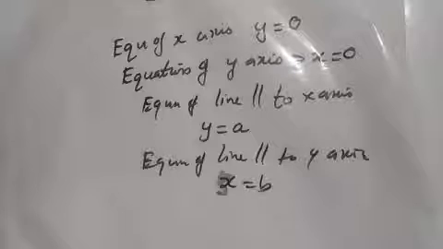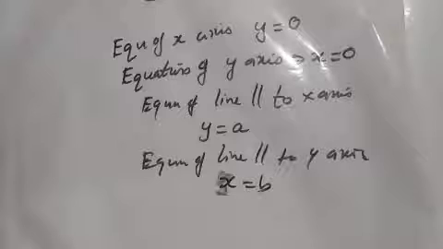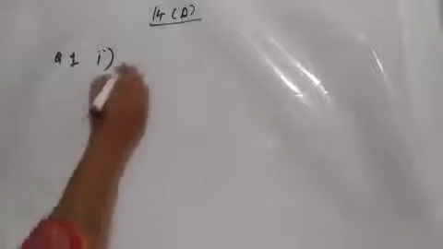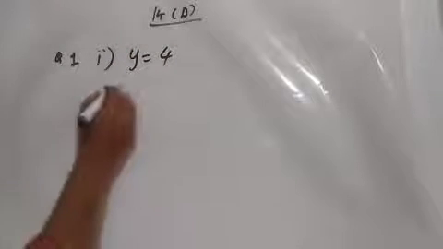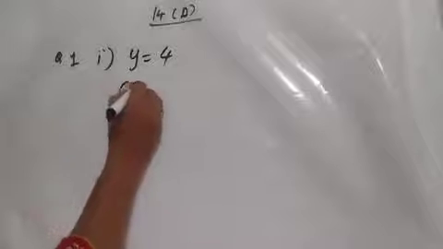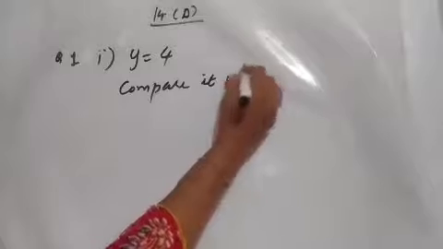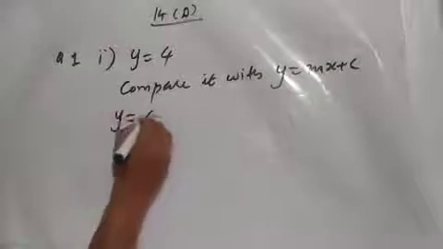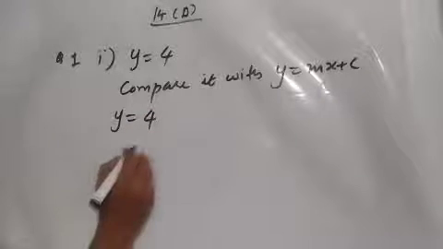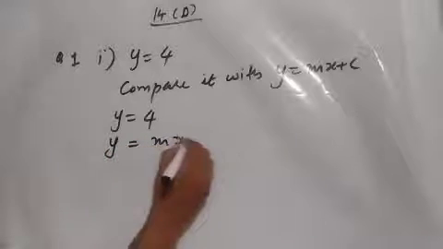And let us discuss how we can find the slope and y-intercept from the given equation. Exercise 14D, first question, first one. y equal to 4. Can you say what is the slope and y-intercept? Yes, just compare this equation with y equal to mx plus c. This is of the form y equal to 4 only, no? Yes, no x term is there. And we have to compare it with mx plus c.